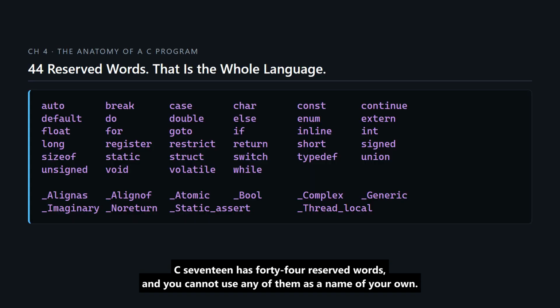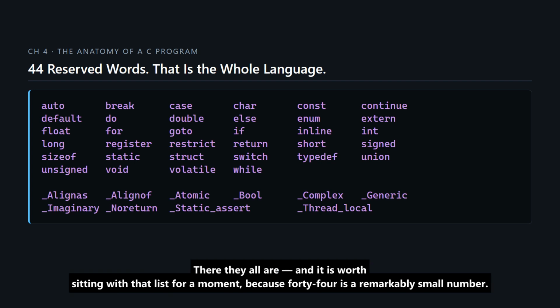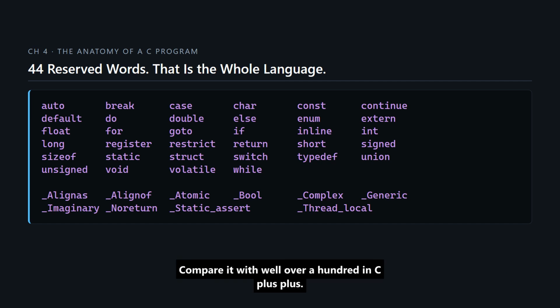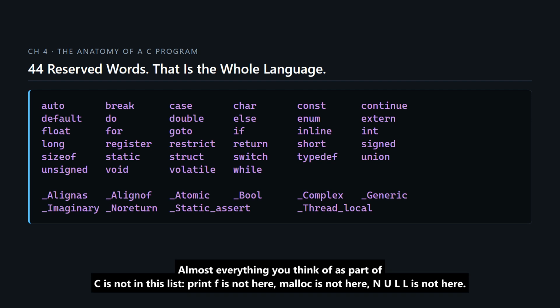C17 has 4 reserved words, and you cannot use any of them as a name of your own. There they all are, and it is worth sitting with that list for a moment, because 4 is a remarkably small number. Compare it with well over 100 in C++. Almost everything you think of as part of C is not in this list.